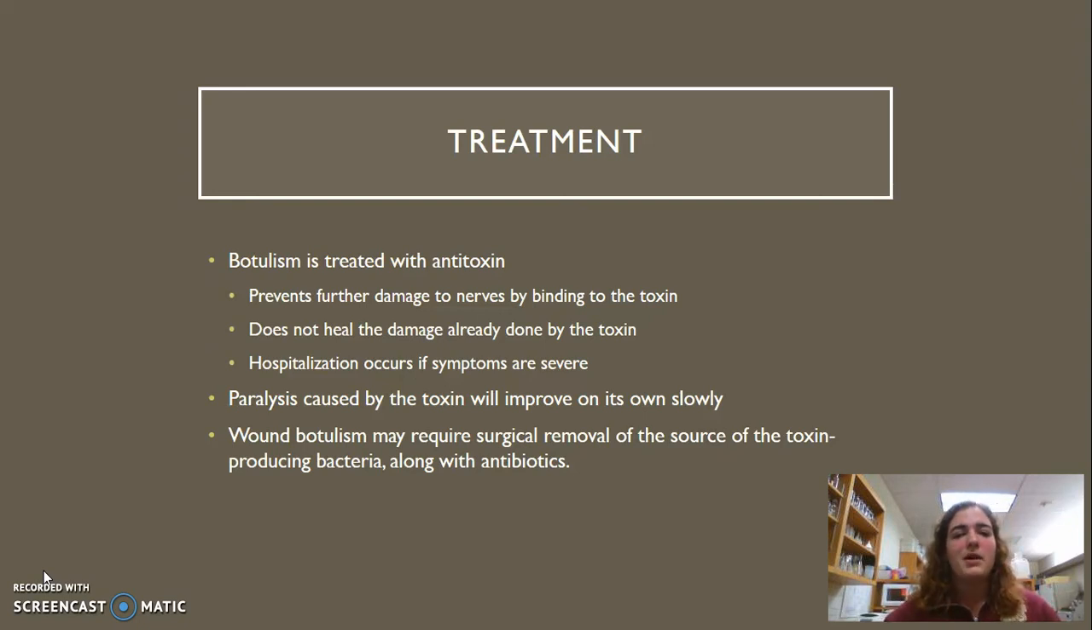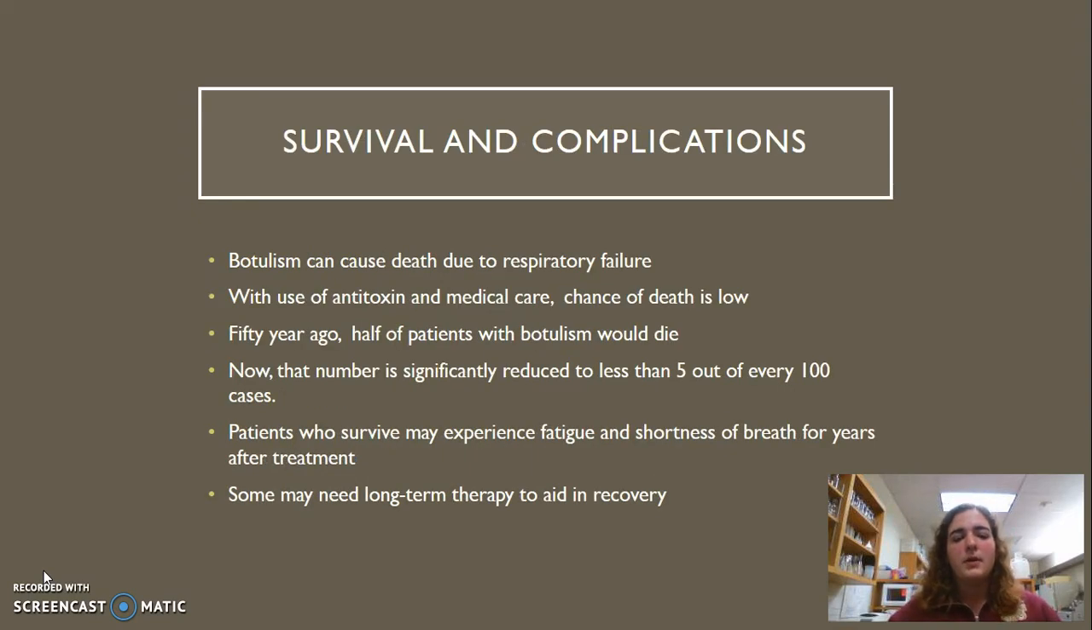Wound botulism may require surgical removal, just where the bacteria is in the body with that wound, because it keeps secreting the toxin. But also antibiotic treatment goes along with wound botulism. So botulism is a lethal disease, mainly due to that respiratory failure. But luckily, with the development of the antitoxin and improvements in medical care, the chances of death are very low.